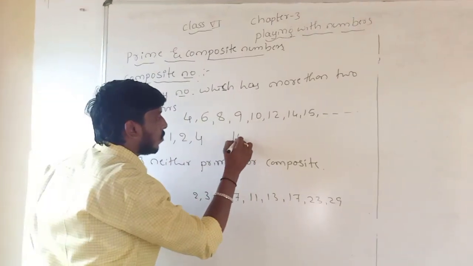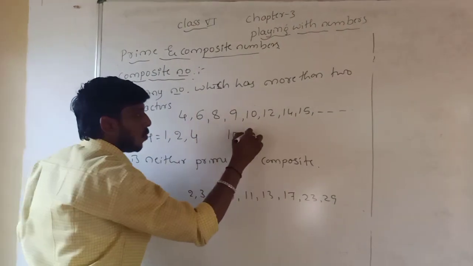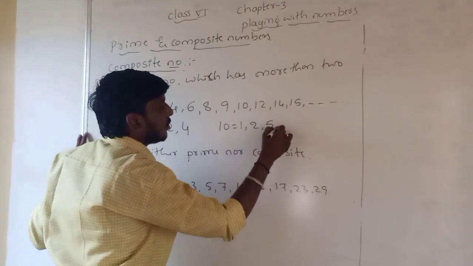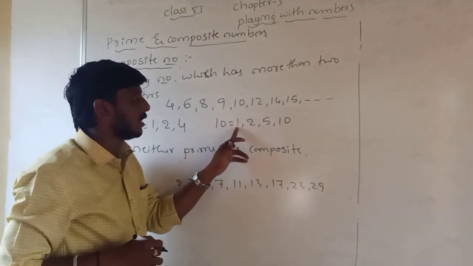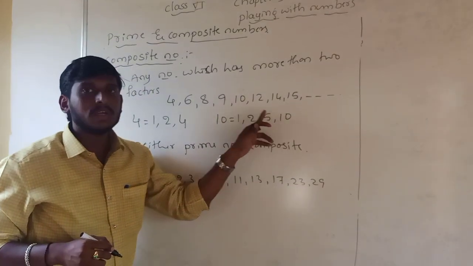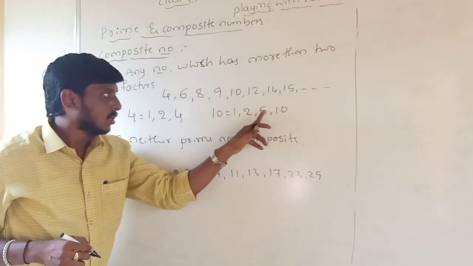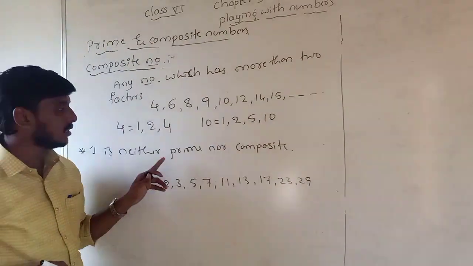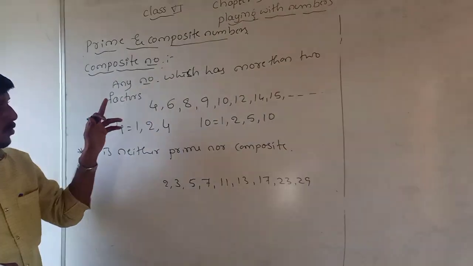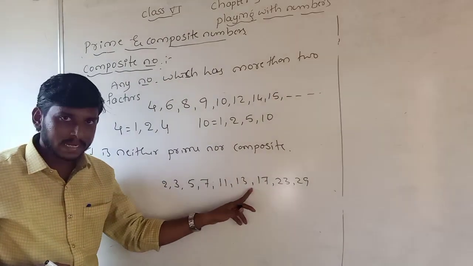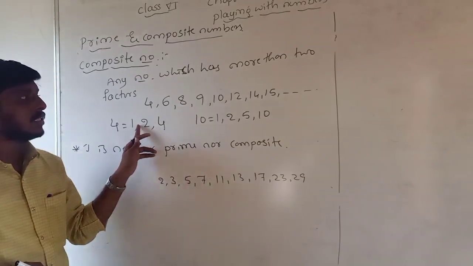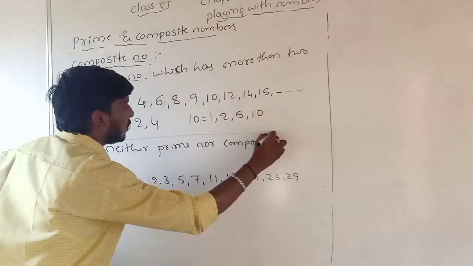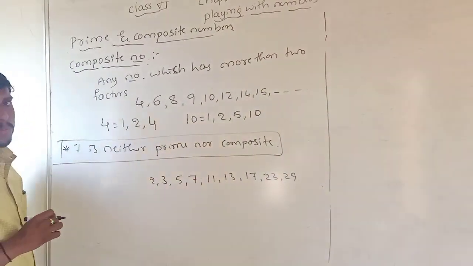One more, 10. What are the factors of 10? 1, 10 comes in the 2 table, and 5 and 10. How many factors are there? 1, 2, 3, 4. So it has more than 2 factors. So this is a small concept about prime numbers as well as composite numbers. A prime number has exactly 2 factors. Composite numbers have more than 2 factors. And one more important point: 1 is neither prime nor composite.